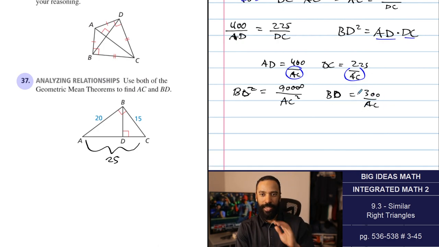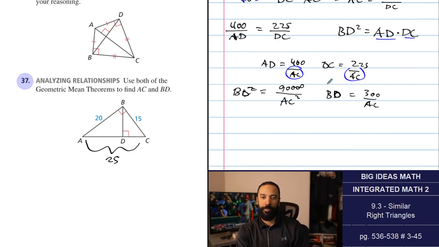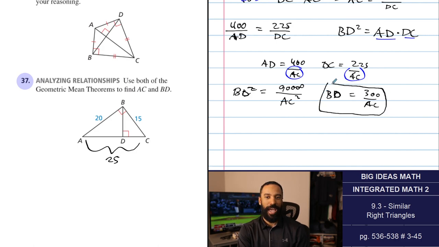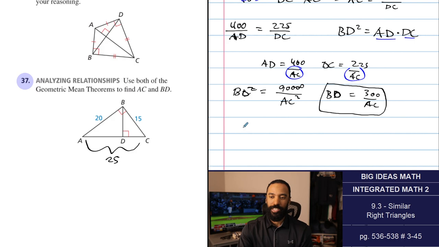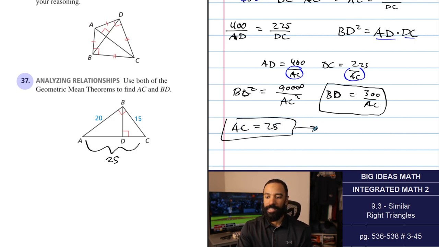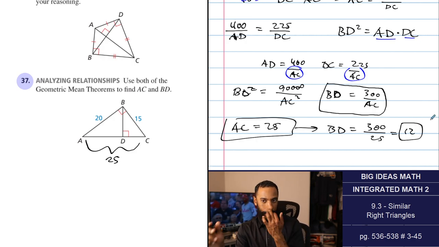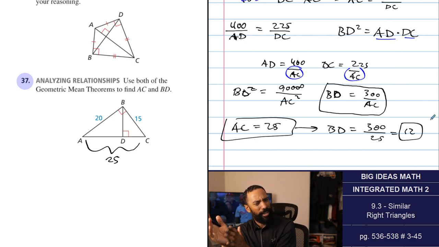So here's at the very least a representation of both these things, but I can't come up with another equation that puts them all together outside of using the Pythagorean theorem. And if I use the Pythagorean theorem, I get AC is 25. So if AC is 25, then BD is 300 over 25, which is 12. I know those are the answers. I just don't know if we're supposed to use the Pythagorean theorem or not. It seems like we are.